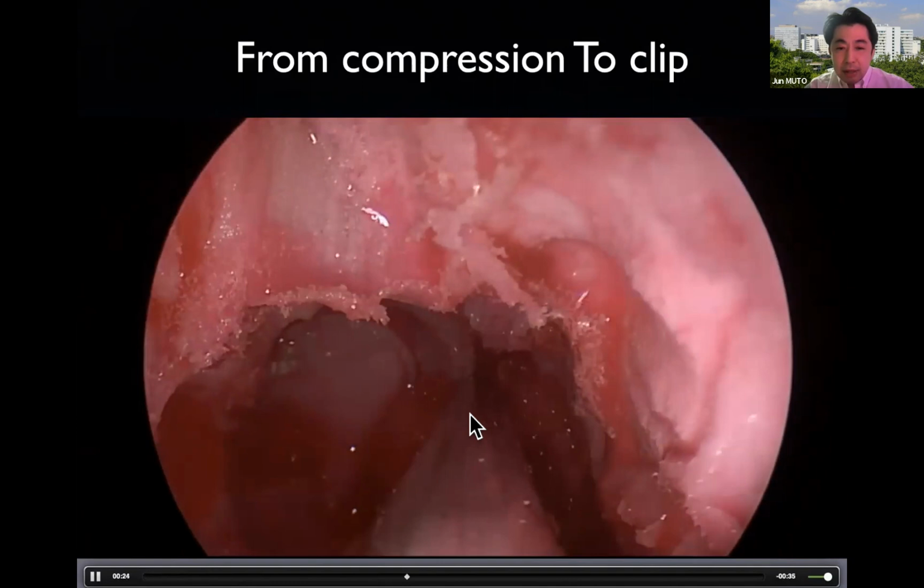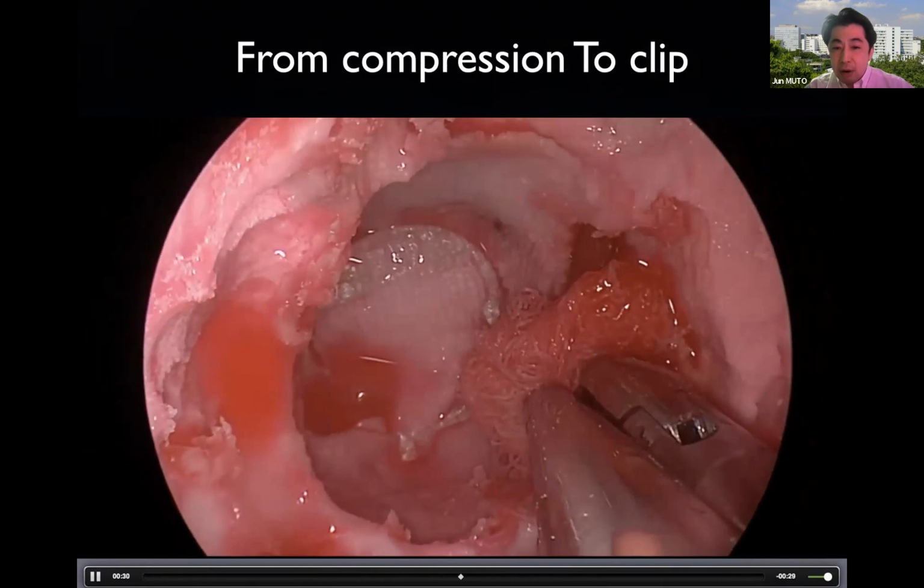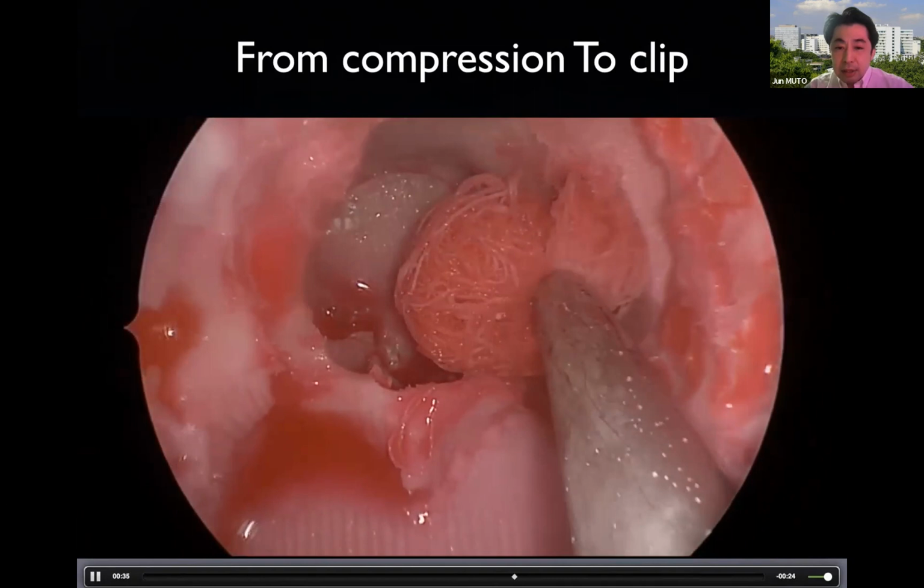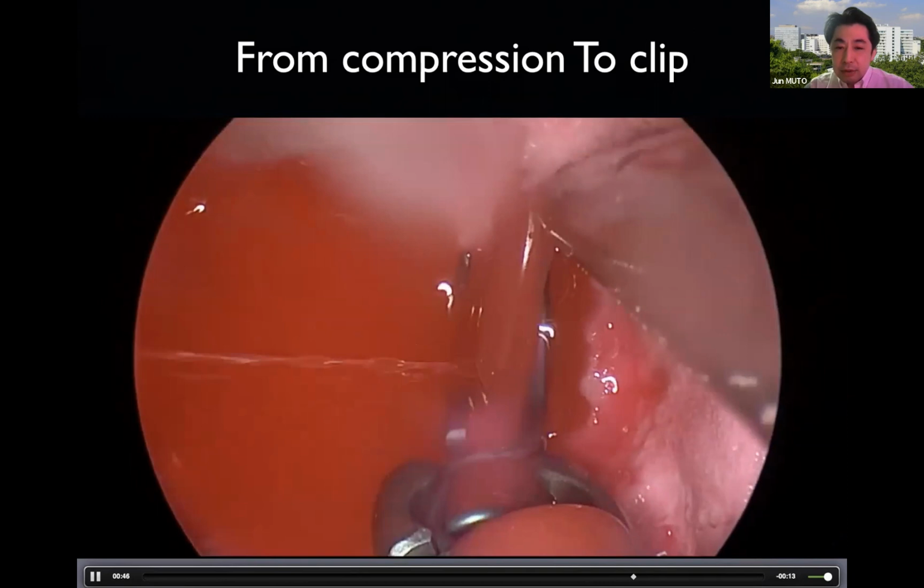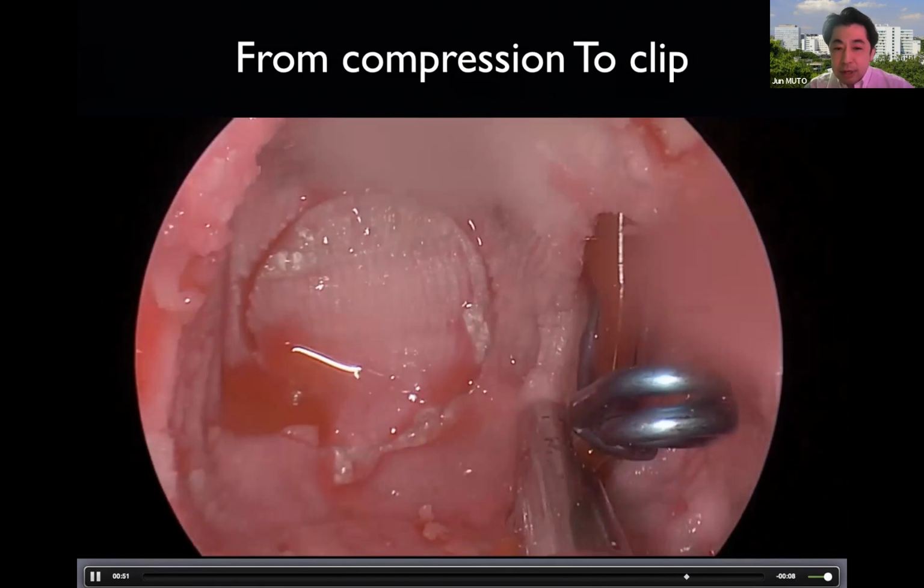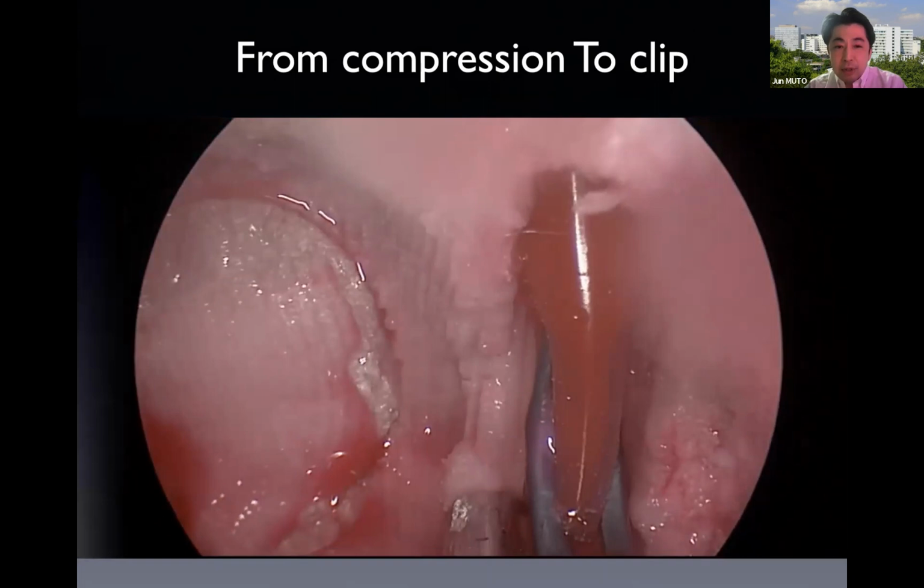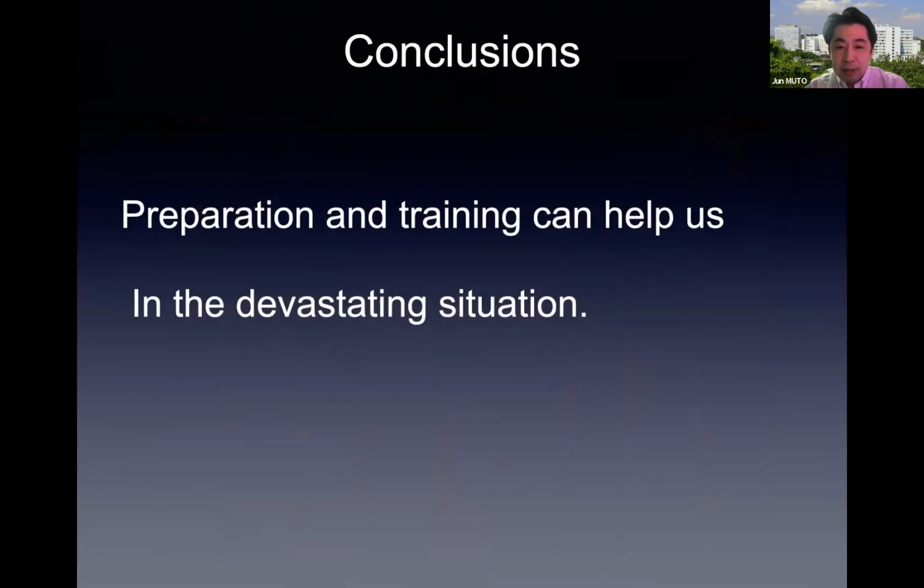After that, this is the option: just use a clip to control the bleeding point like this. So control the bleeding with suction, and use a clip to make hemostasis at the bleeding point like this. So we developed two versions of the training model. My conclusion is that preparation and training are important in a devastating situation. Yeah, thank you.